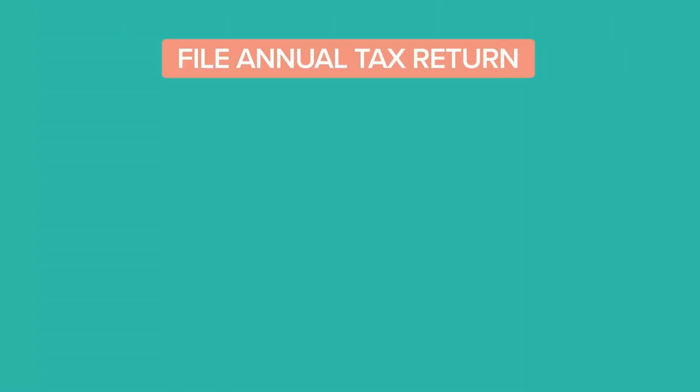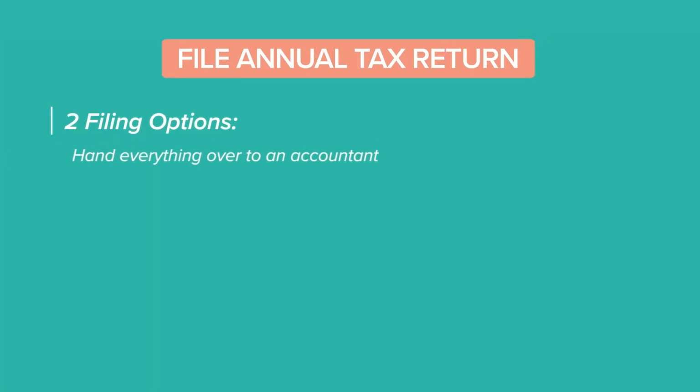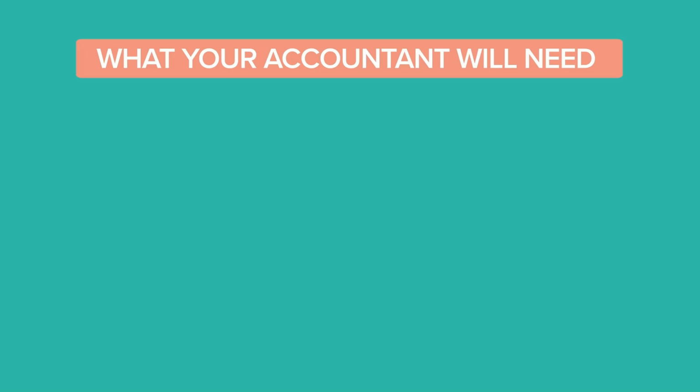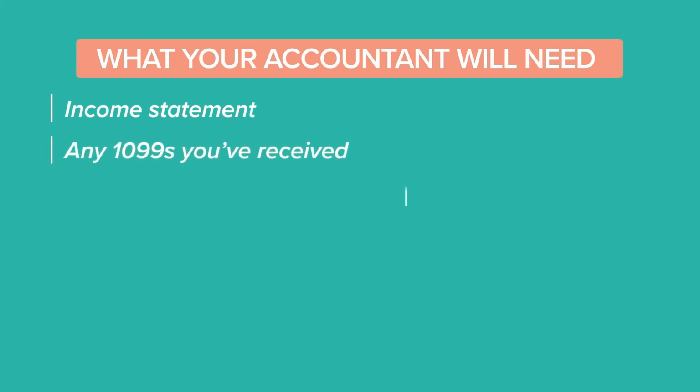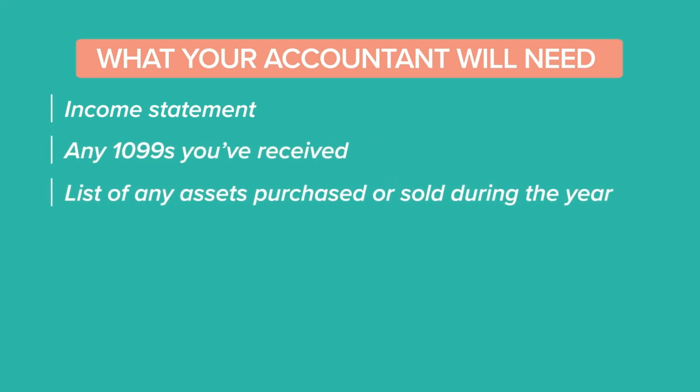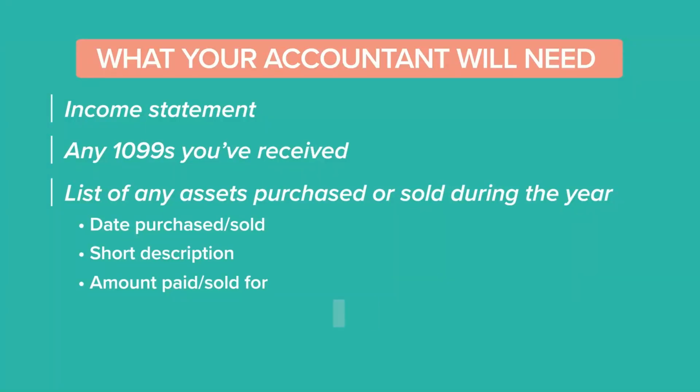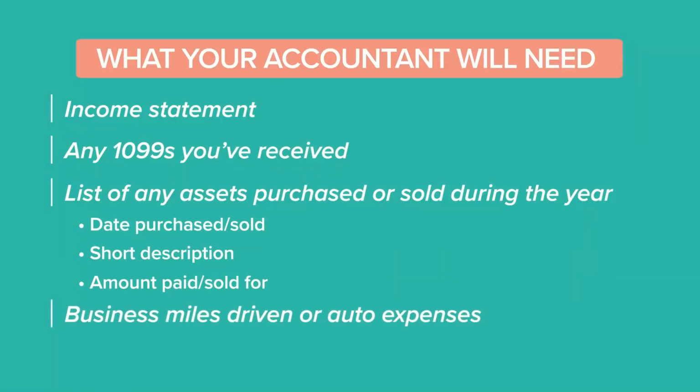The last big topic we're going to discuss is filing your annual tax return. There are generally two options here. You can hand everything over to an accountant, or you can do them yourself. If you hand them off to your accountant, here's the basic list of what they'll need from you for the business taxes: an income statement, also known as a profit and loss statement, any 1099s you've received, a list of any assets you've purchased or sold during the year, the total business miles or auto expenses, depending on which method you use, and a summary of your home office expenses.